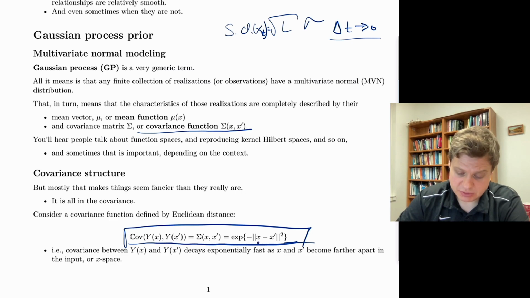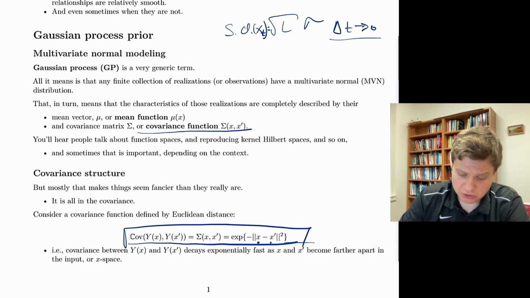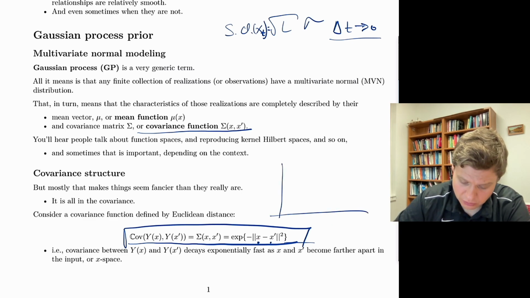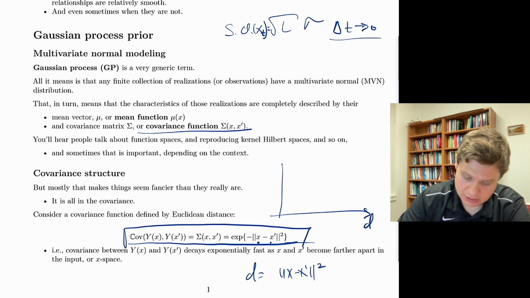You take the distance between 2 points, x and x prime, and you square this distance, and then you take the exponent of the negative square. So we're going to call the distance equal to x minus x prime, and let's say that's going to be distance squared. And if you look at the distance and the covariance function, it will have a form like this.